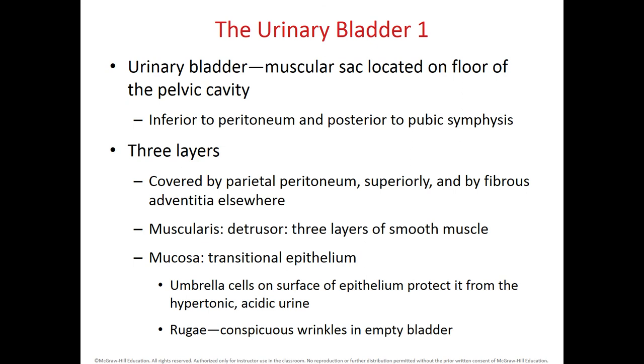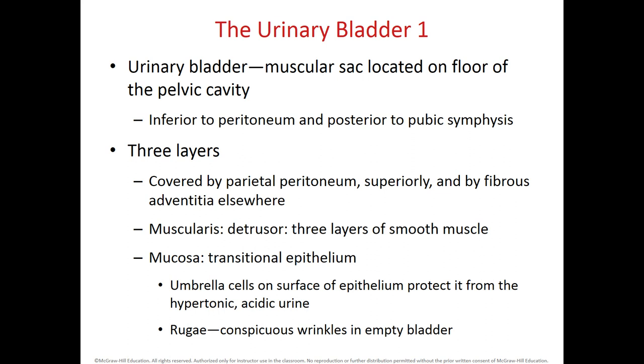Now for the urinary bladder, it's the muscular sac that stores the urine. It's located on the floor of the pelvic cavity, posterior to the pubic symphysis, and is found inferior to the peritoneum. The wall of the urinary bladder is made out of three layers. The outer layer is made out of connective tissue; superiorly it is covered by parietal peritoneum, and it is covered by adventitia elsewhere.